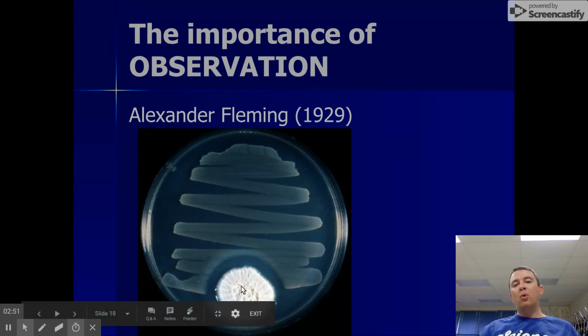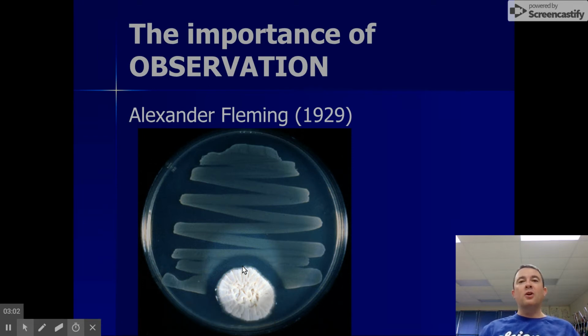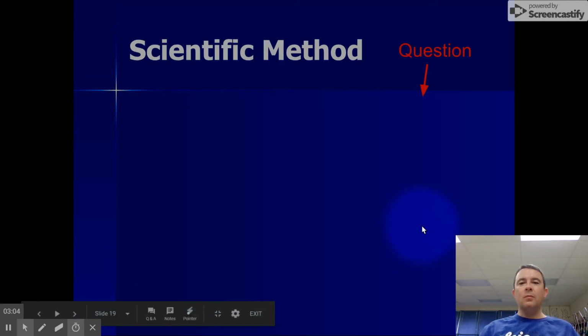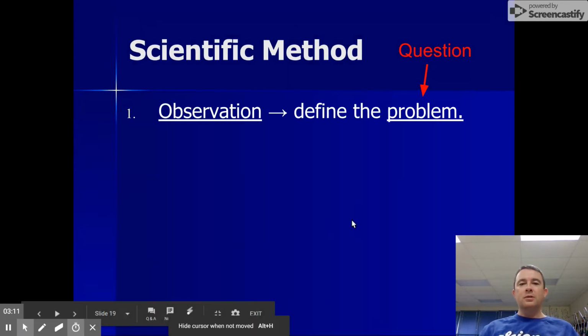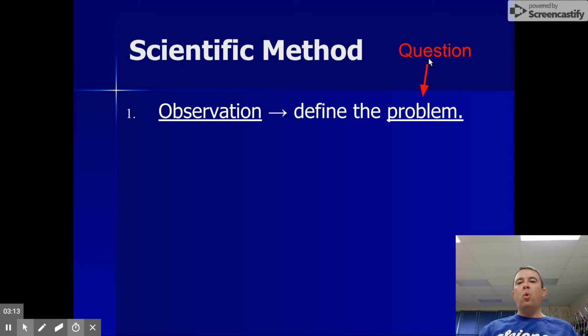The name of the mold, by the way, is Penicillium, and the substance produced by the mold, of course, is penicillin. And it was the discovery of the first antibiotic. It all started with an observation. So in science, an observation leads us to ask questions. And the basic question that you're trying to answer is called the problem. So observation and then defining the problem is the first step of the scientific method.